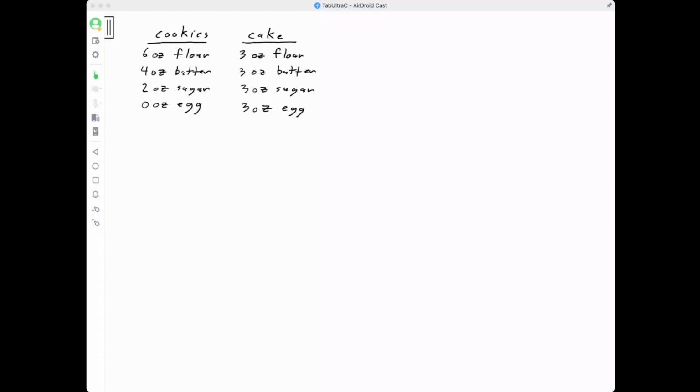I could represent this as my cookies are 6 ounces, 4 ounces, 2 ounces, 0 ounces. And my cake is 3 ounces, 3 ounces, 3 ounces, 3 ounces. We call these vectors. And we can write vectors either as a single column or a single row. For what we're doing right now, we're going to be working with them in columns.